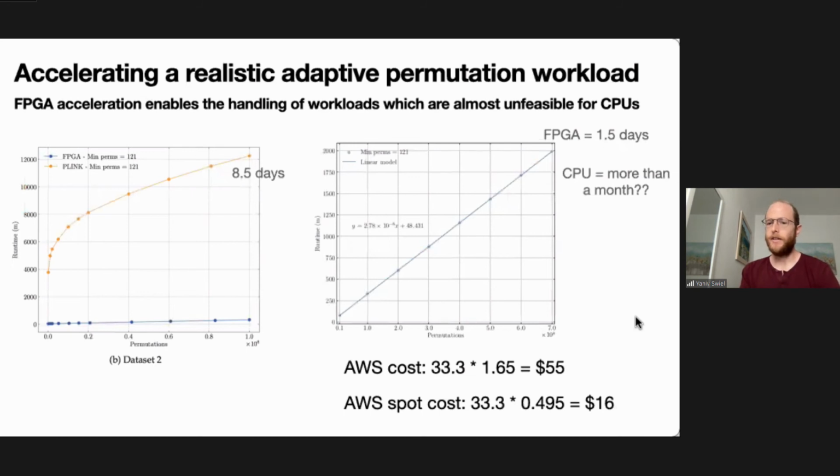To show that the accelerator can effectively speed up permutation testing, a run of 700 million adaptive permutations was done on dataset 2. This graph shows that the FPGA runtime for 700 million permutations is significantly less than Plink's runtime for 100 million permutations. FPGA acceleration therefore enables the handling of workloads which are almost unfeasible for CPUs. You can also see that the low runtime of the FPGA-based algorithm makes GWAS analysis using cloud-based FPGAs quite affordable, particularly when spot instances are used.